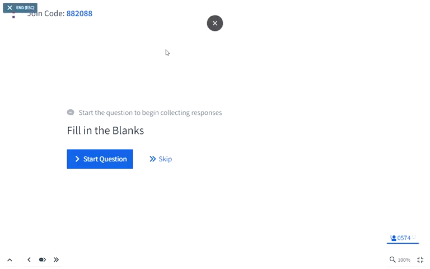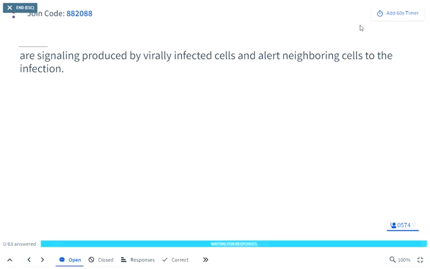All right, let's have a review question. This is a fill in the blank. So the formatting looks kind of ugly, but blank are signals, that's a typo on my part, blank are signals produced by virally infected cells that alert neighboring cells to infection. So what's something we talked about that focuses on an intracellular infection, alerting neighboring cells to infection? And type in the word. Hopefully it's working for you.